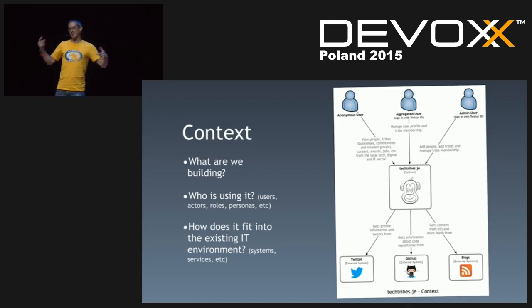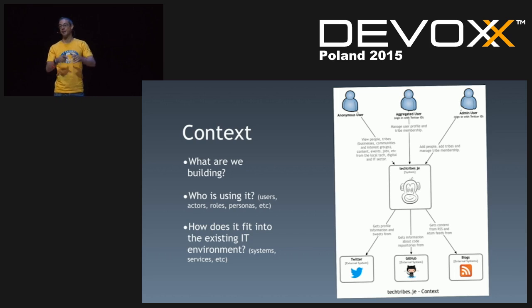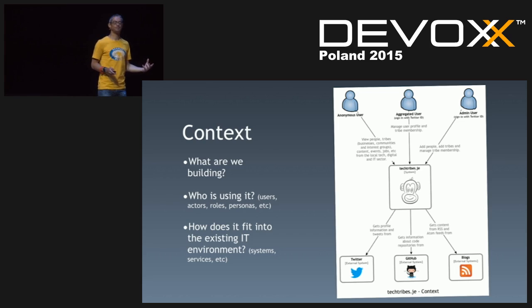Quick example for you, just to put this in context. As I said, I live in Jersey, and I built this site here, techtribes.je. It's a really super simple Java Spring MVC content aggregator. It basically lists local people, businesses, blog posts, tweets, and events that are happening in Jersey. This is my context diagram. My system in the middle with the monkey, my various types of users at the top, and my key system dependencies at the bottom. Nice and simple, sets the scene, nothing too scary from a tech perspective.